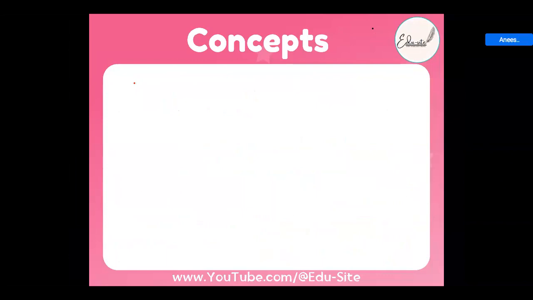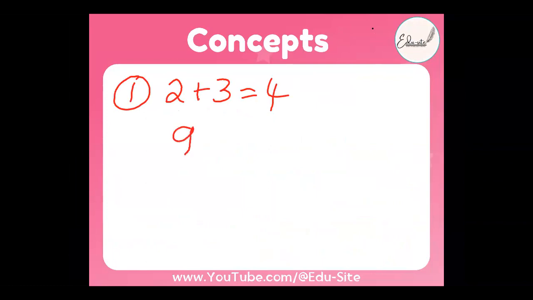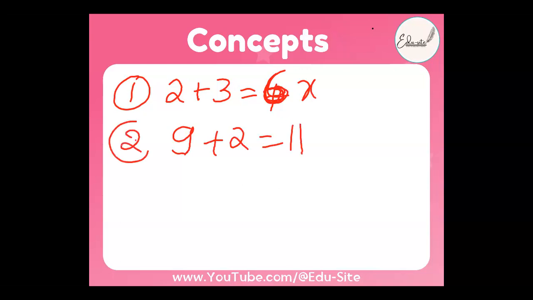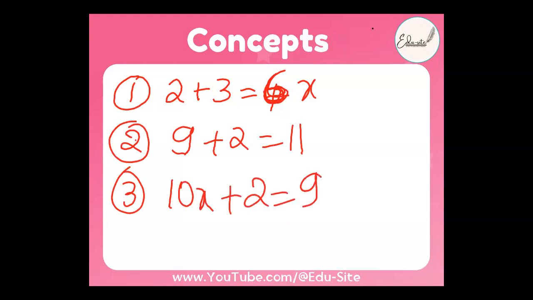I'll give you some examples. I'll write down a few equations. 2 plus 3 is equal to 6x. 9 plus 2 is equal to 11. Okay, these are just equations. I'll tell you just to differentiate. 10x plus 2 is equal to 9. 4x minus 3 is equal to 8.